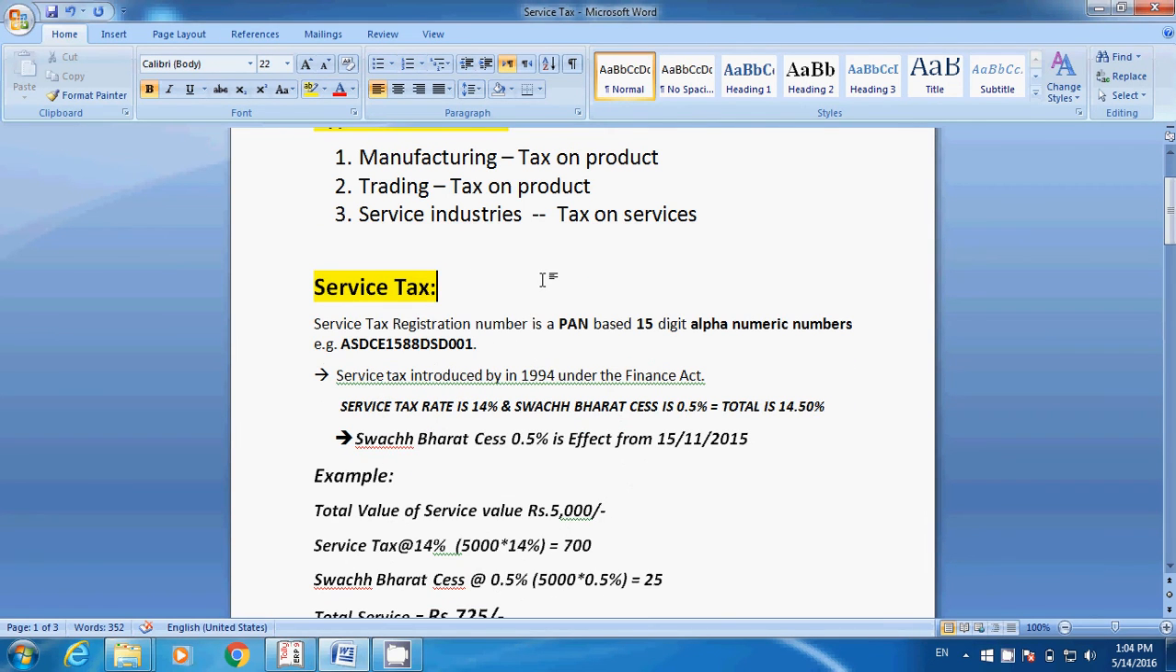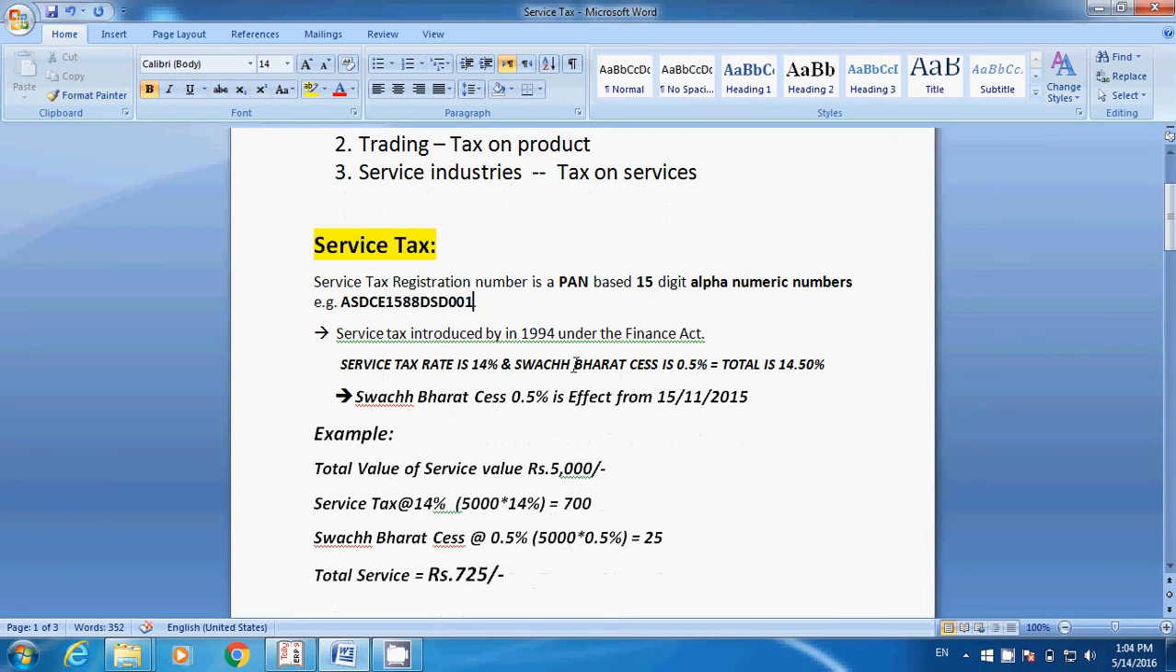Coming to the service tax registration number, it is a PAN-based 15 digit alphanumeric number. For example, this part is your PAN, the company PAN. This is based on the registration circle, the number will be allotted.